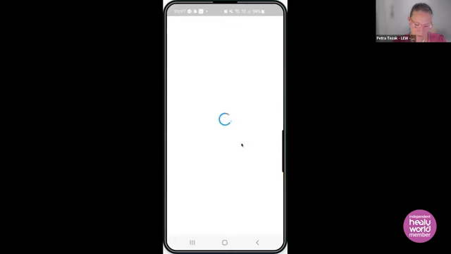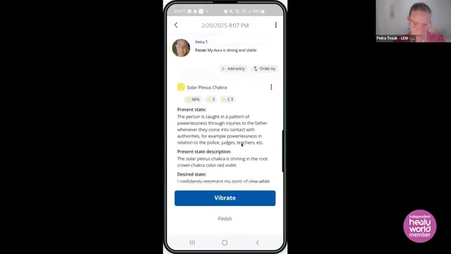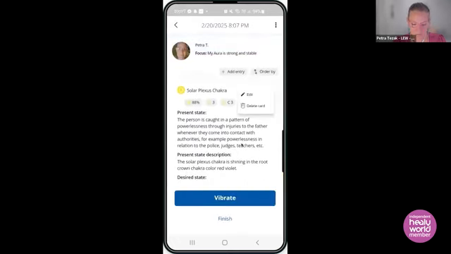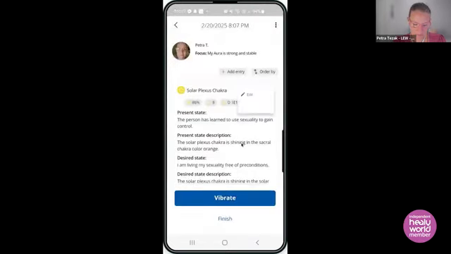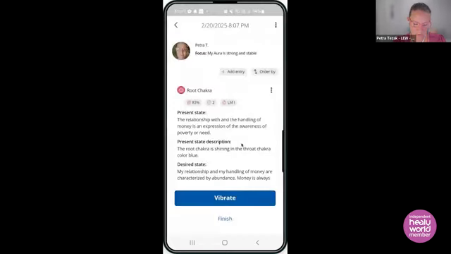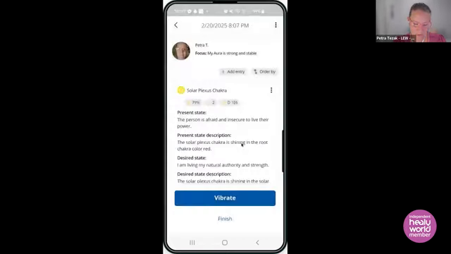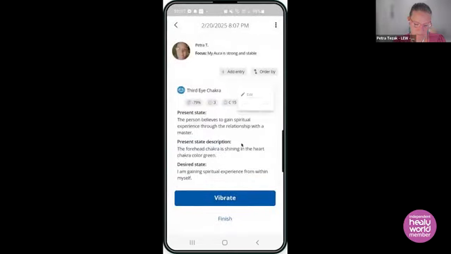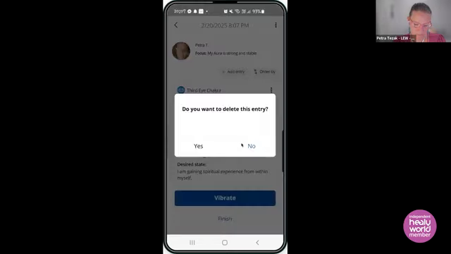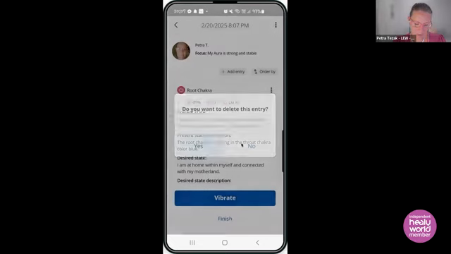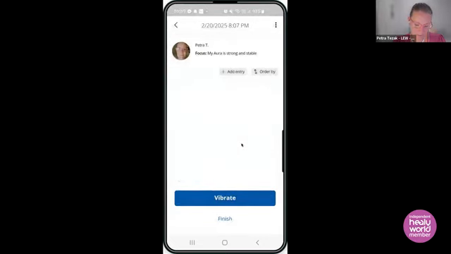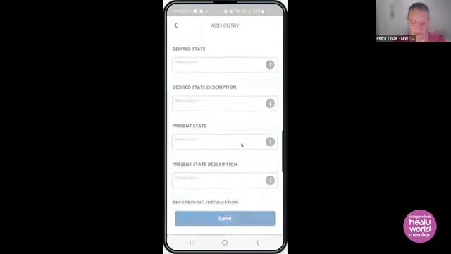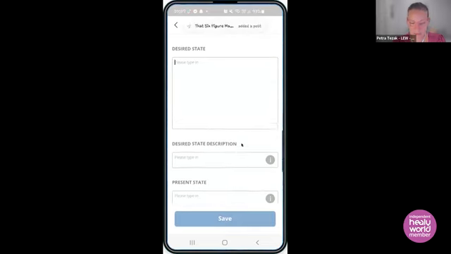Or you can do this in coaching as well. I actually prefer coaching. So you can delete all of these entries. It's not going to disturb you, but you can leave them as well if you want to. Okay, and then you do add entry, and then you do desired state description.